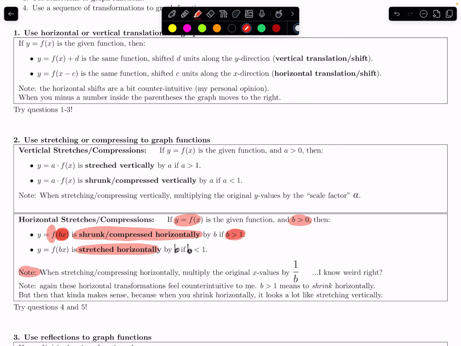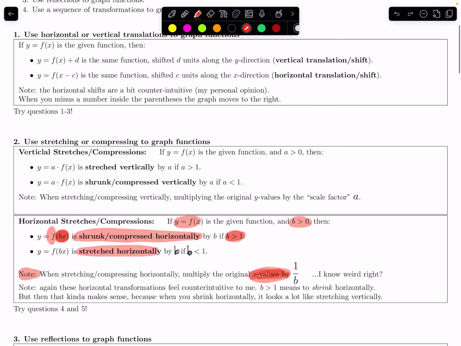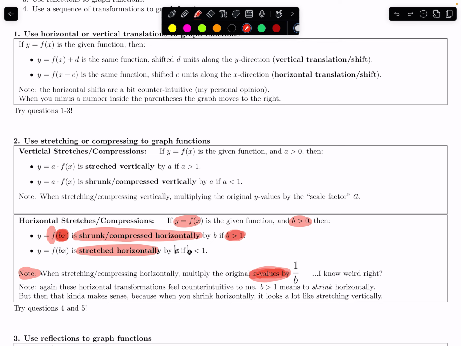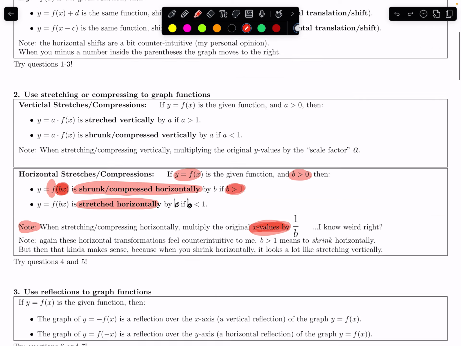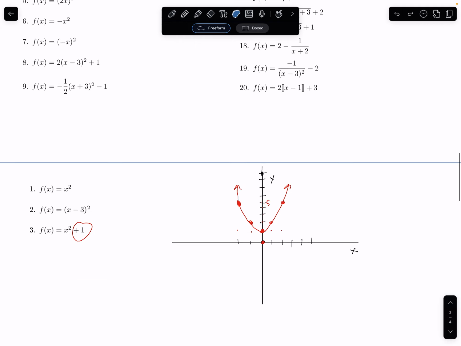Now here's a note. When stretching or compressing, you multiply the original x values by 1 over B. 1 over B. It's kind of like backwards, like I was saying, right? And I know it seems weird, but same thing. Just like the horizontal shifts, if we think about it long enough, it will start to make sense. Sorry, I'm talking too long. Let's get to the questions as soon as we can. So let me just wrap this up. Note horizontal transformations feel counterintuitive. That's the same thing I said already. All right, let's get to questions 4 and 5, and then we'll be done with this first video.